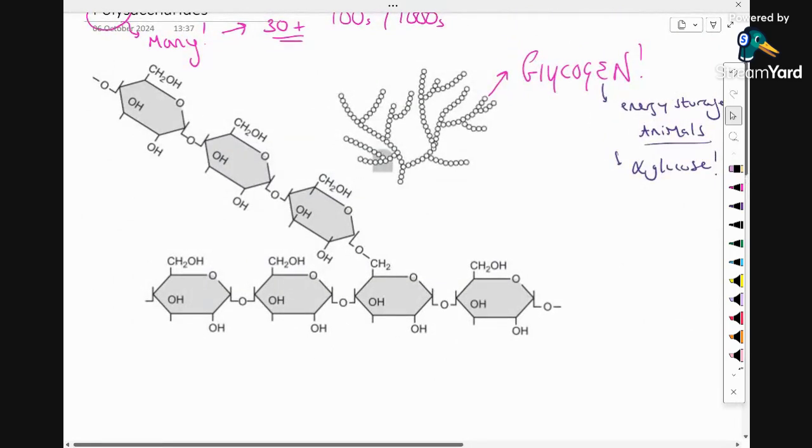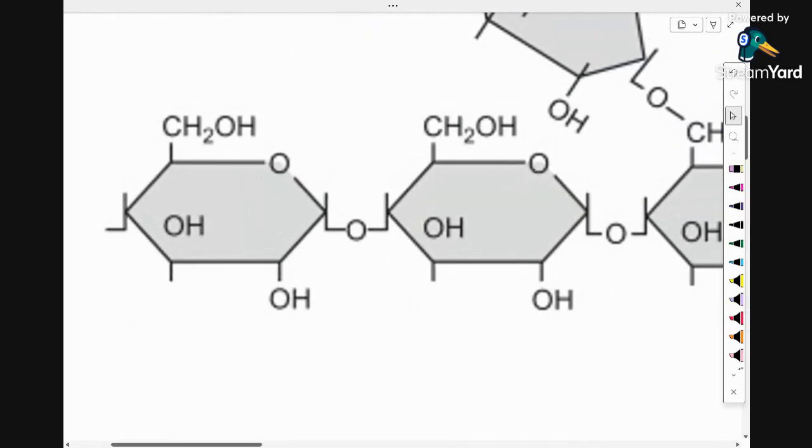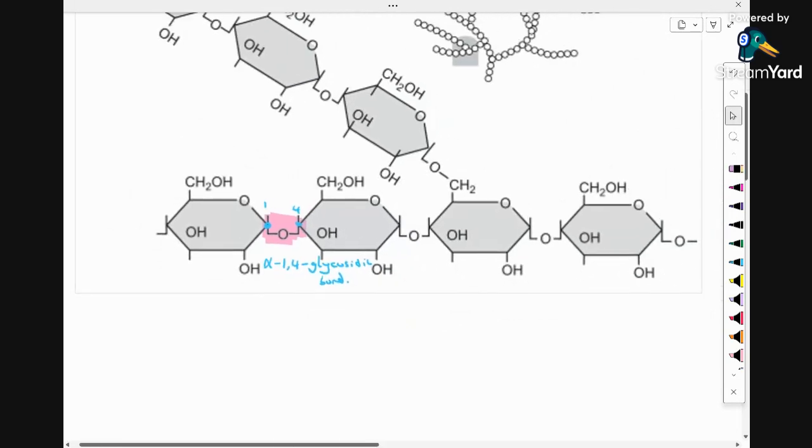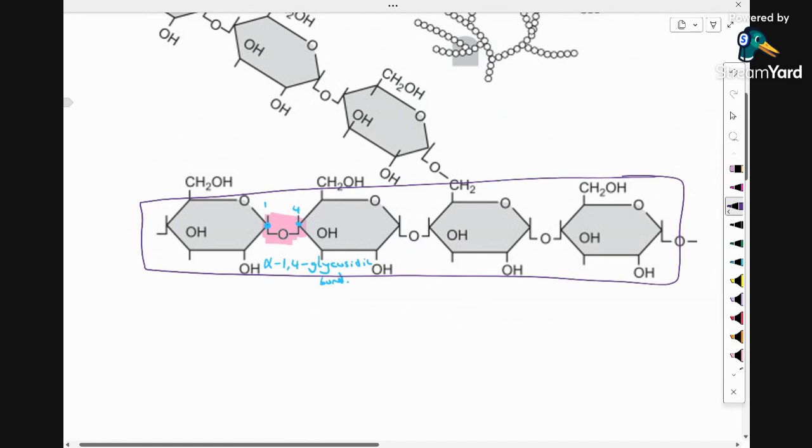These are all alphas. So zooming in down here, we have an alpha 1, that's carbon 1, that's carbon 4. We have an alpha 1,4 glycosidic bond. That means that this is a linear chain. We just, instead of putting two together, we've put loads together. We just keep adding into a linear chain. And you can see that there.